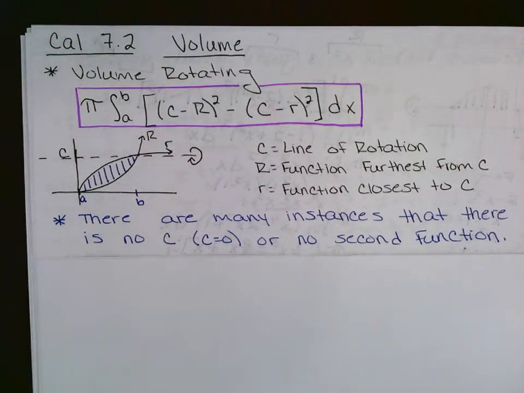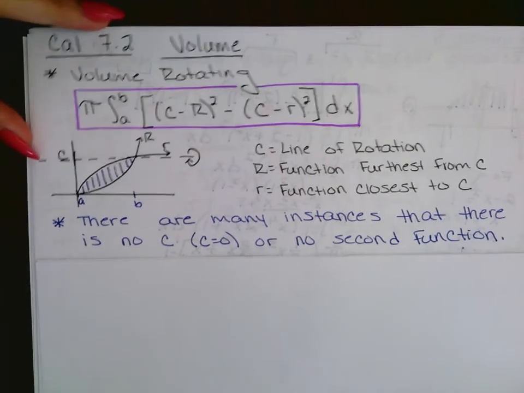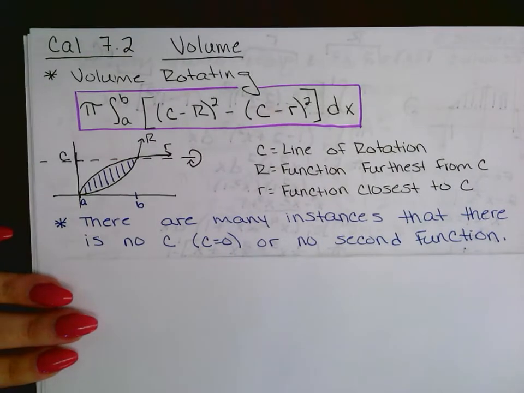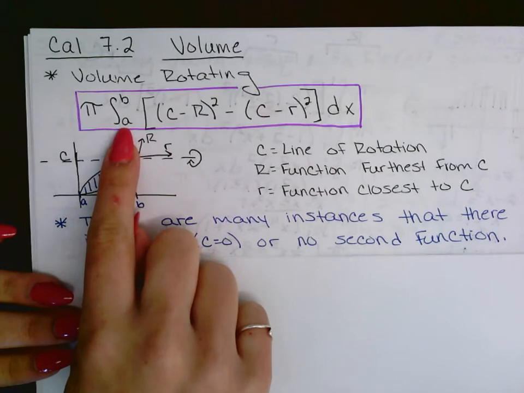All right, so this is a continuation of 7.2 volume for calculus. If you haven't seen the first video to see how this formula works, go ahead and check it out. But we are working with the same exact formula. Okay, pi times the integral.